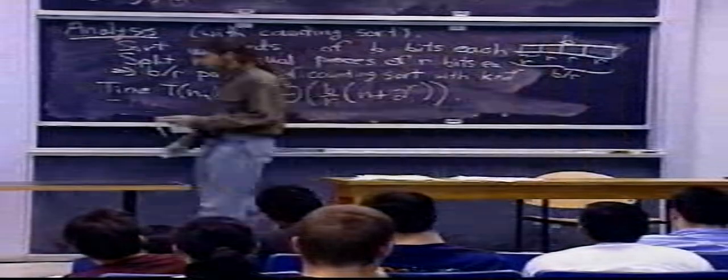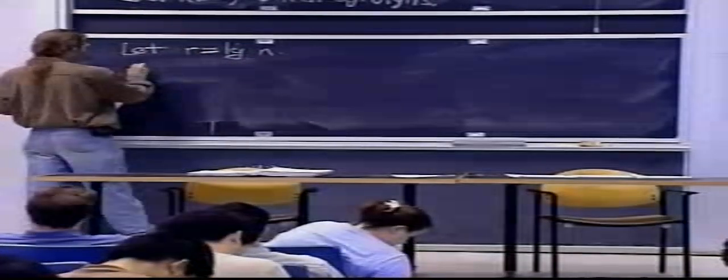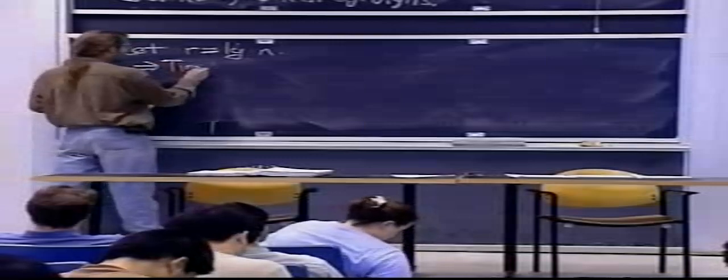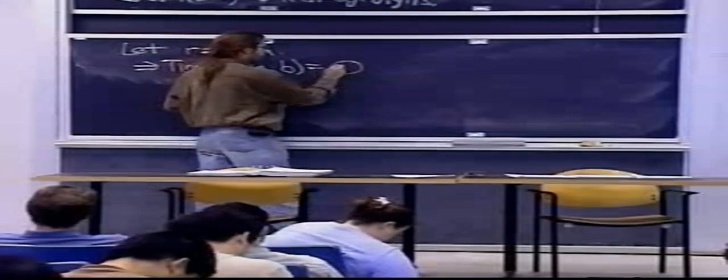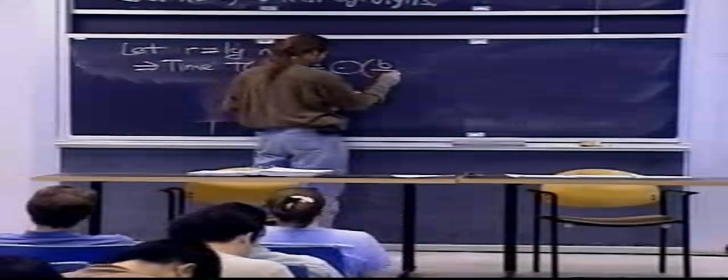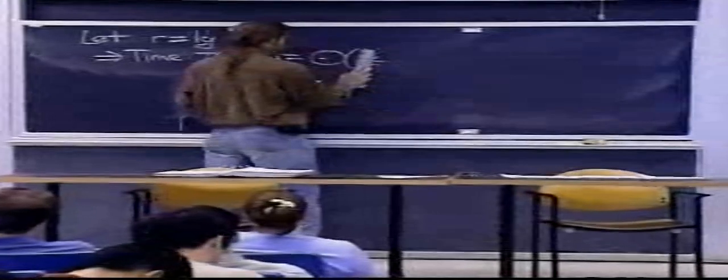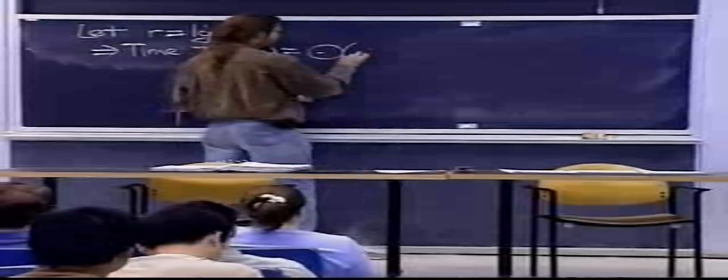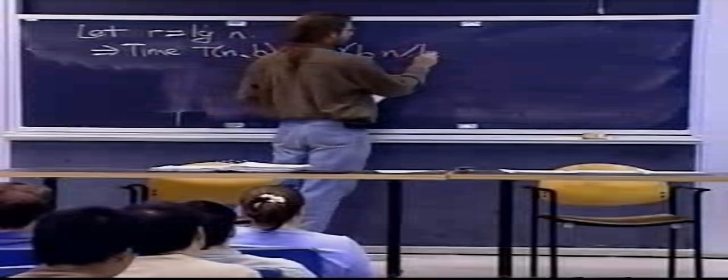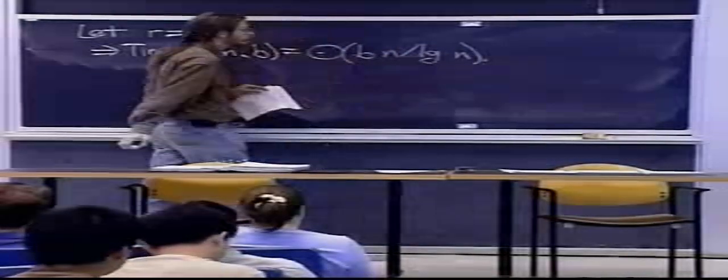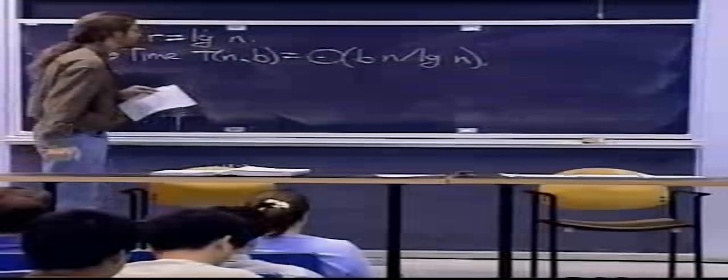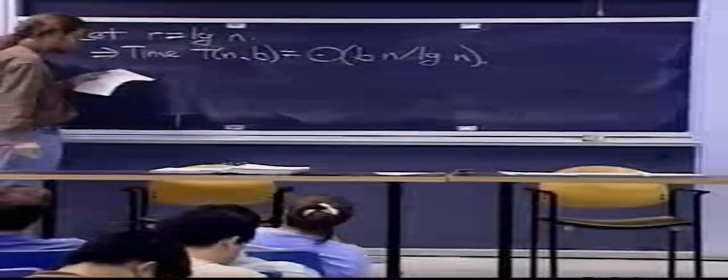Okay, so I won't write down that intuition because we're out of time. But let's just choose r to be log n. And then the time T of n comma b for radix sort is theta b over r. Oops, sorry. That's the original recurrence. It's now b n over log n. If you compute it out, which is pretty good.